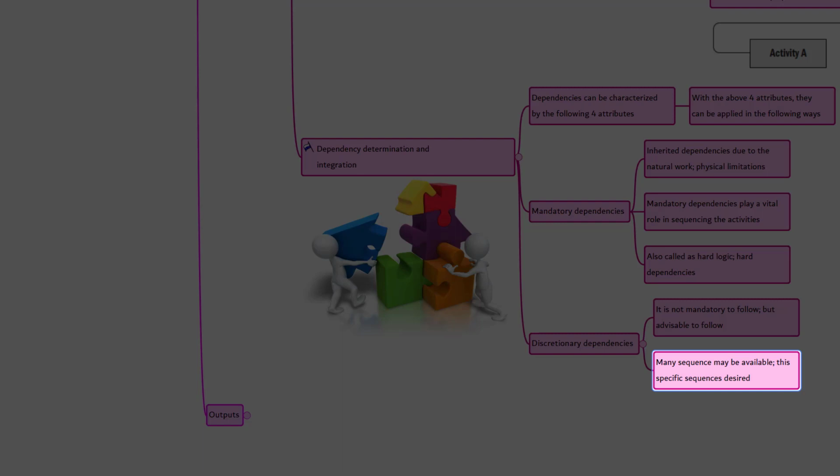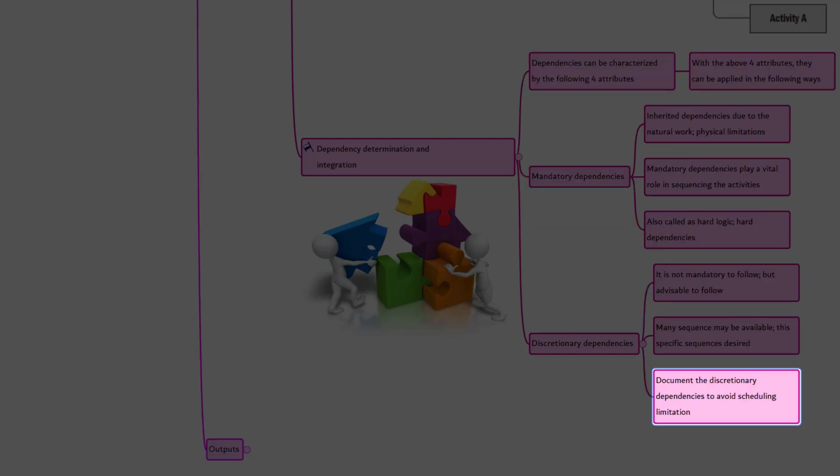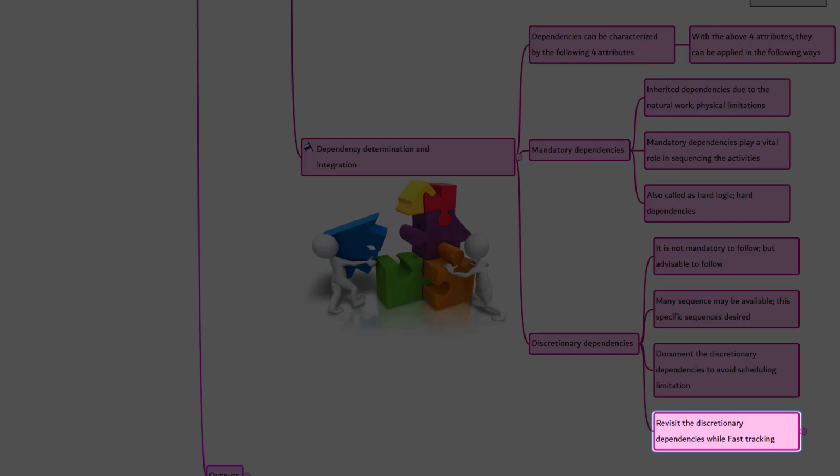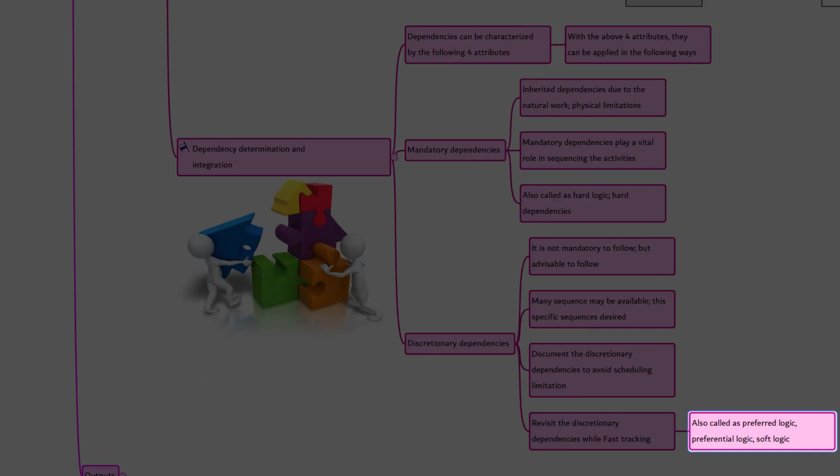Both the work can be carried out in parallel, but based on the best practices, it's advisable to perform in sequence to reduce overall project risk. Discretionary dependencies should be fully documented since they can create arbitrary total float which can limit scheduling options. When fast-tracking techniques are employed, these discretionary dependencies should be reviewed and considered for modification or removal. Discretionary dependencies are sometimes referred to as preferred logic, preferential logic, or soft logic.